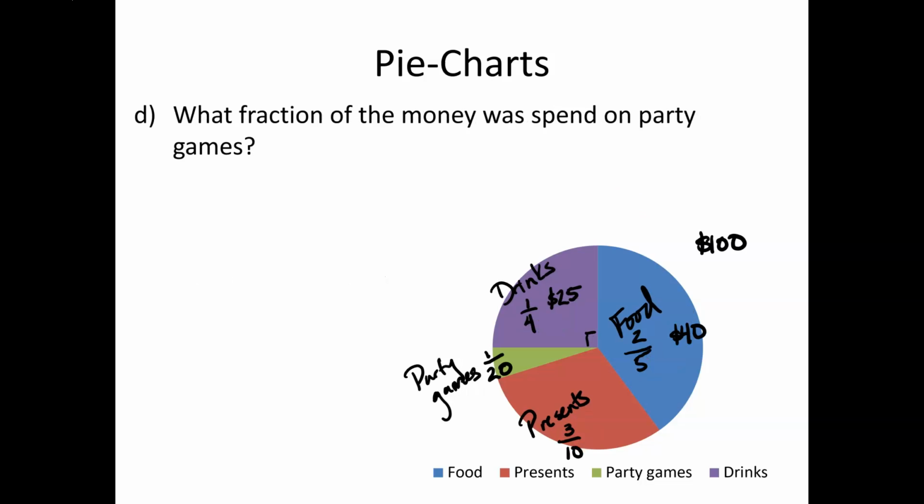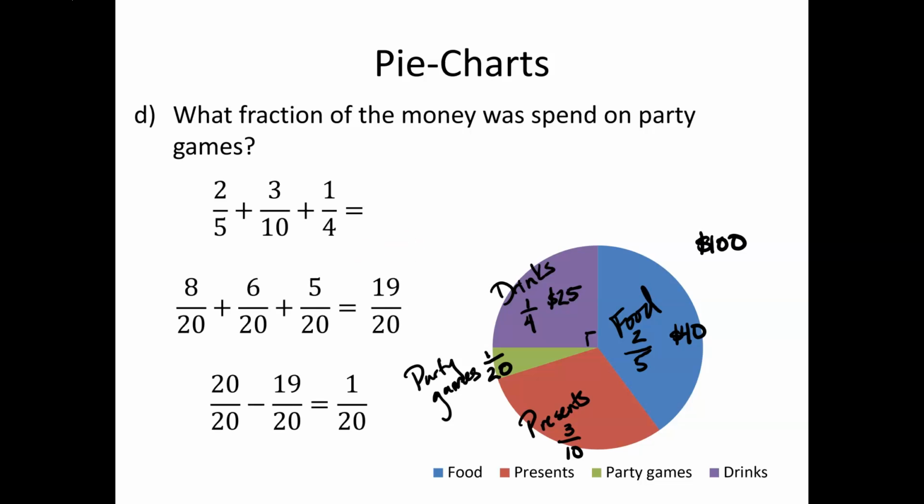Letter D says, what fraction of the money was spent on party games? Oh, look at that. I already wrote it down. All right, well, I didn't mean to do that. But let's go ahead and find that answer. So I've got 2/5, I've got 3/10, and I've got 1/4. Looks to me like I need to find a common denominator and then subtract. So let's change all of these fractions into equivalent fractions of 20ths. So my 2/5 spent on food becomes 8/20, 3/10 becomes 6/20, and 1/4 becomes 5/20. When I add those up, I'm going to get 19/20. I will subtract 19/20 from my whole, which is 20/20, and get 1/20.